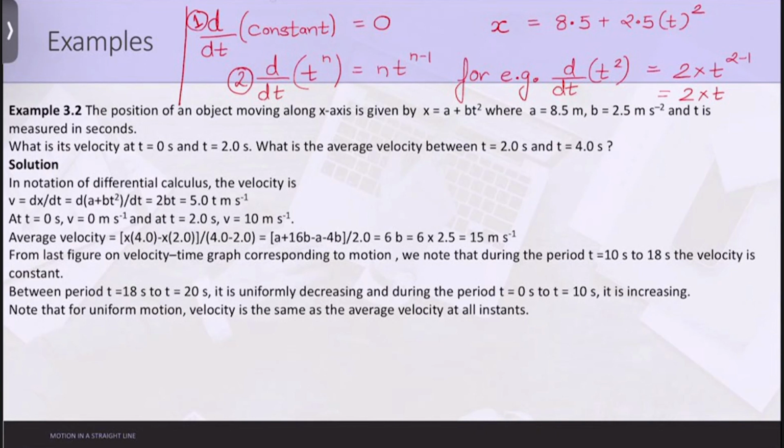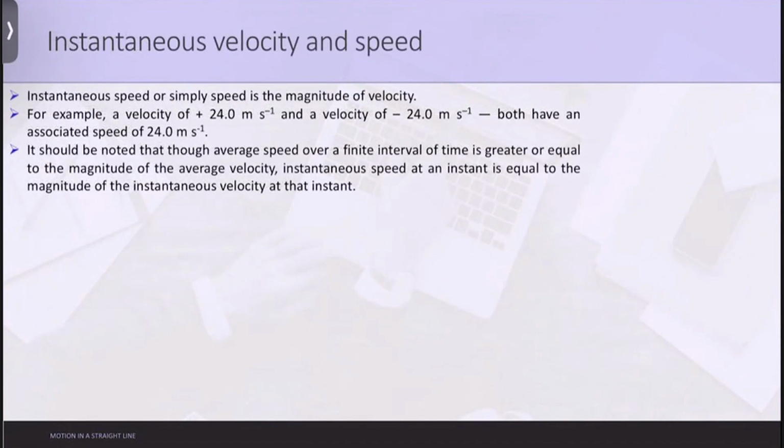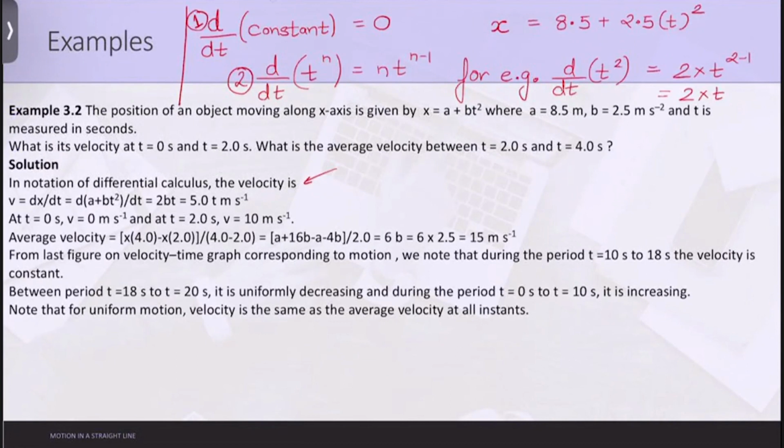So in notation of differential calculus, the velocity is what? The velocity is v is equal to dx upon dt, that is d by dt of a plus bt square. So let's try to find out that value here. It is d by dt of a plus bt square. We can just separate both of them here. So it is d by dt of a plus d by dt of bt square. This is one of the properties of differentiation. You can separate them if they are several different quantities.